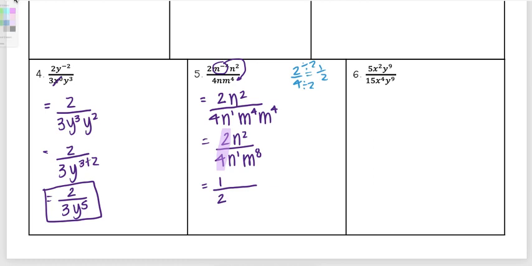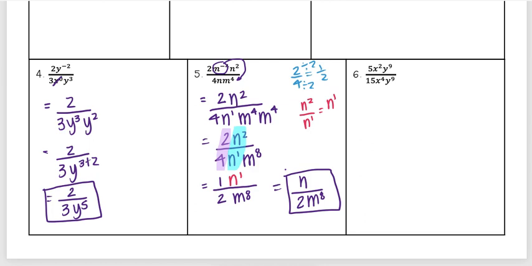Okay, next I'm going to look at my two n's here. So I have an n squared on top and an n to the 1st on the bottom. Well, I know from that other video, I just need to subtract the exponents. So 2 minus 1, I get 1. The bigger exponent's on top, so it will stay on the top. And then my m to the 8th is still there. And when I simplify that, I don't really need a 1 there. n to the 1st is really just n. So I end up with n over 2m to the 8th.